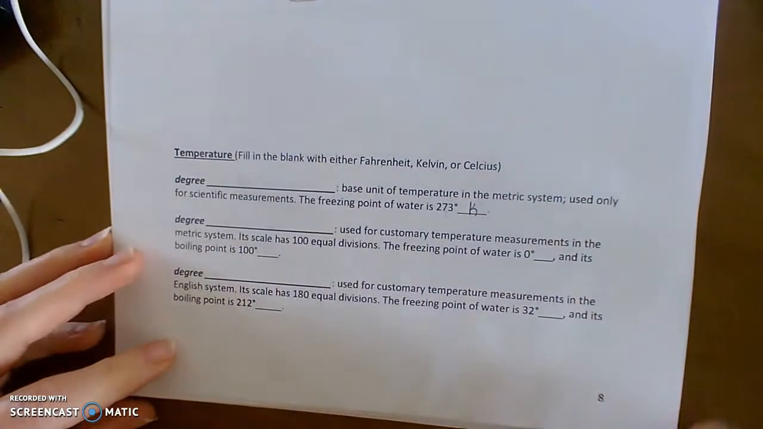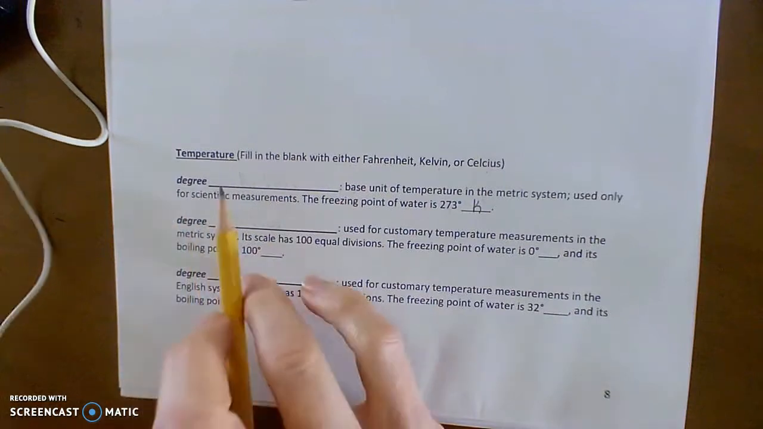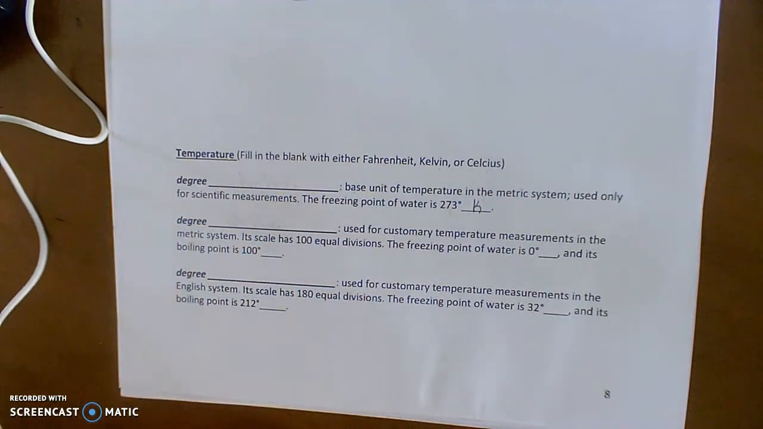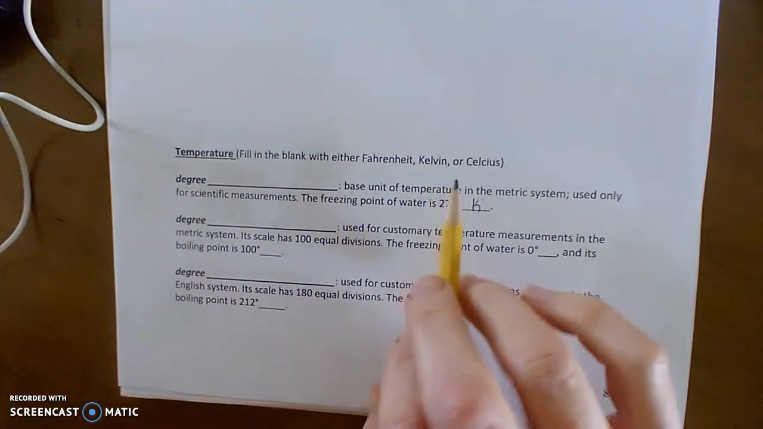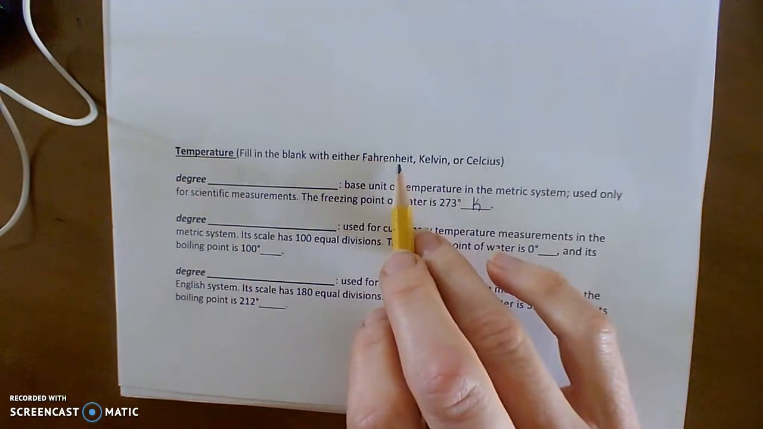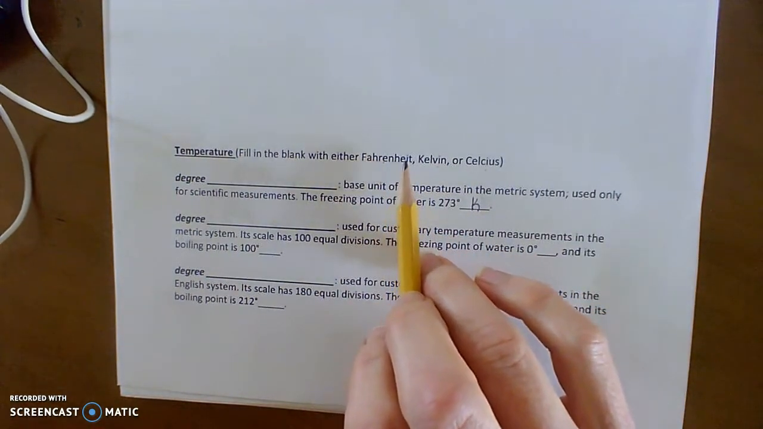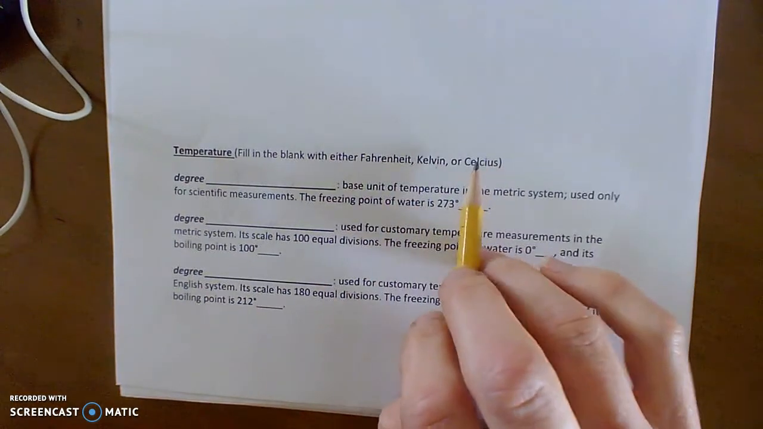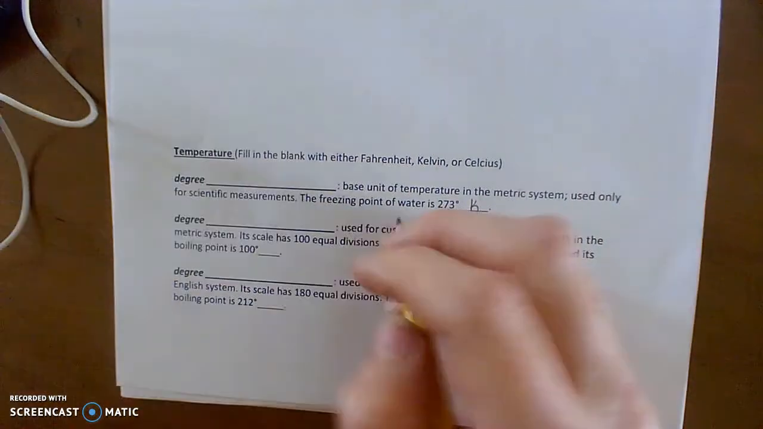Hi, Math 206. So last in our unit on three-dimensional measurements is temperature, which is usually done along with mass and volume. So there's three types of measurements that we use for temperature. There's Fahrenheit, Kelvin, and Celsius. Most people are familiar with Fahrenheit because that's the measure of temperature that we use here in the U.S. Other areas of the world use Celsius, and Kelvin is used in the scientific community.